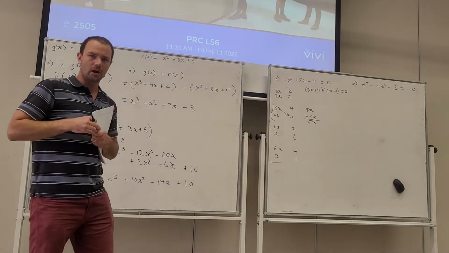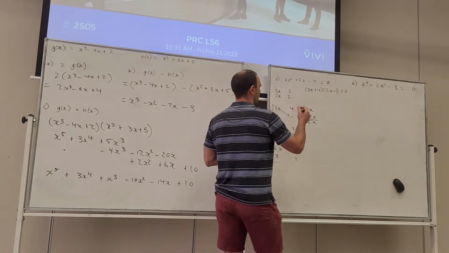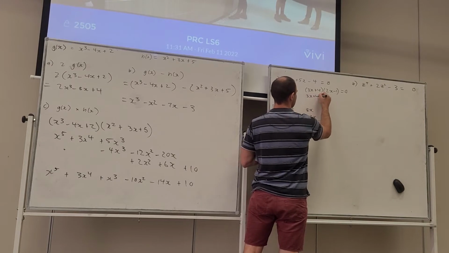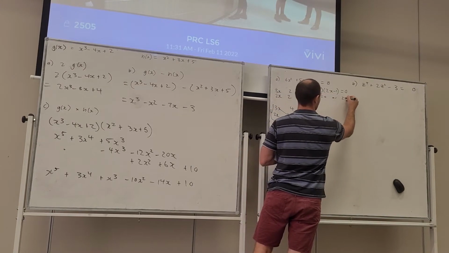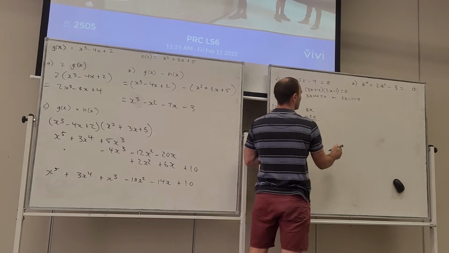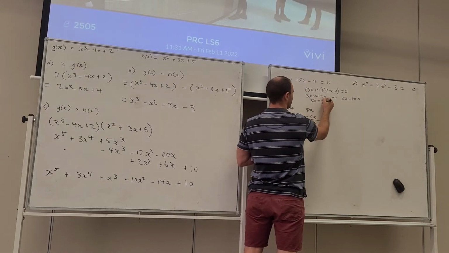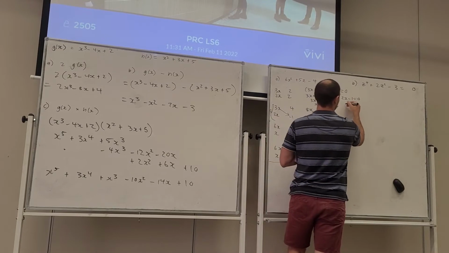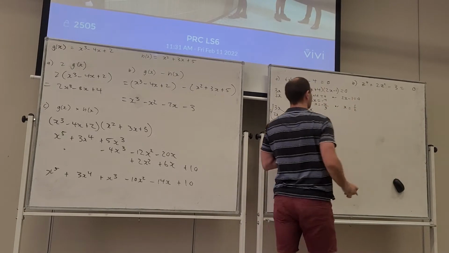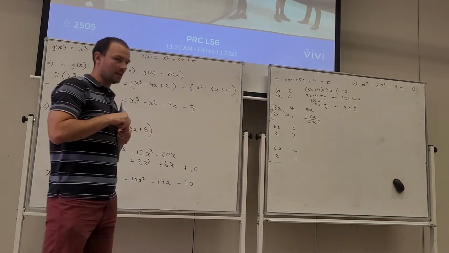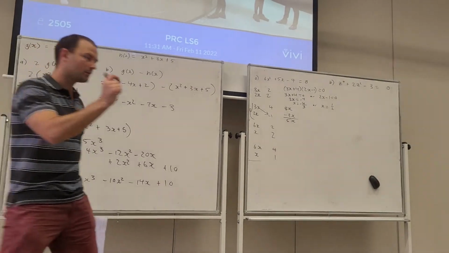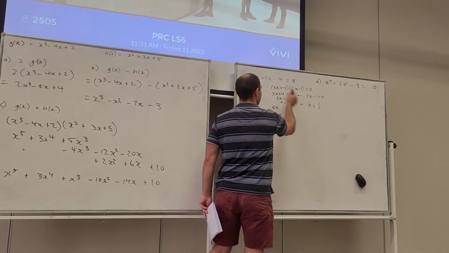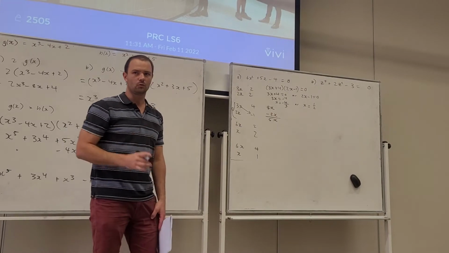Okay, we'll apply the Null Factor Law. We'll have 3x plus 4 is 0, or 2x take 1 is 0. This gives us 3x is minus 4, x is minus 4 on 3. Okay, so they are the zeros. If you take those values and put them into the function, they are going to make it equal to 0.